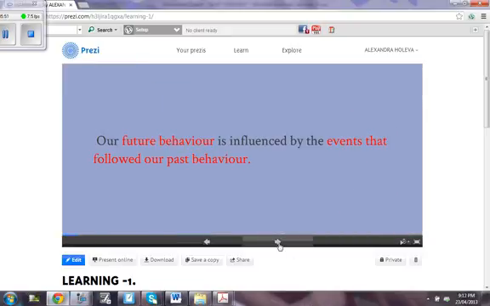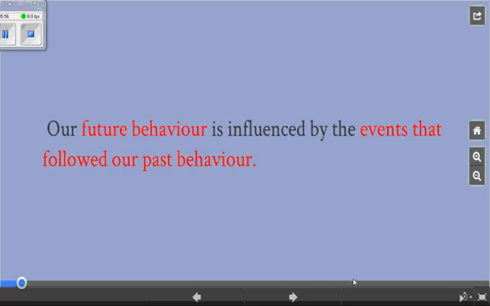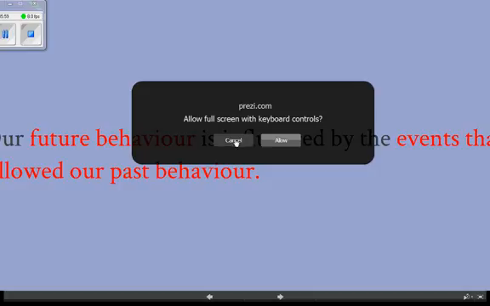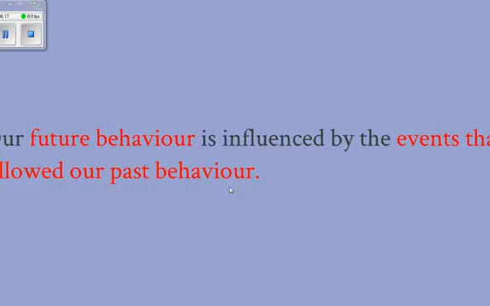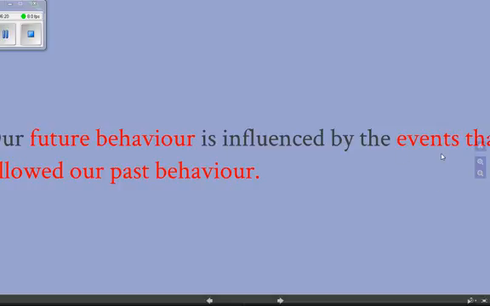But before, we need to understand this basic information. And this basic information is telling us that our future behavior is influenced by events that followed our past behavior. This is the basic characteristic of learning. So the events of my life that followed my yesterday's behavior will make me to act and behave a specific way.